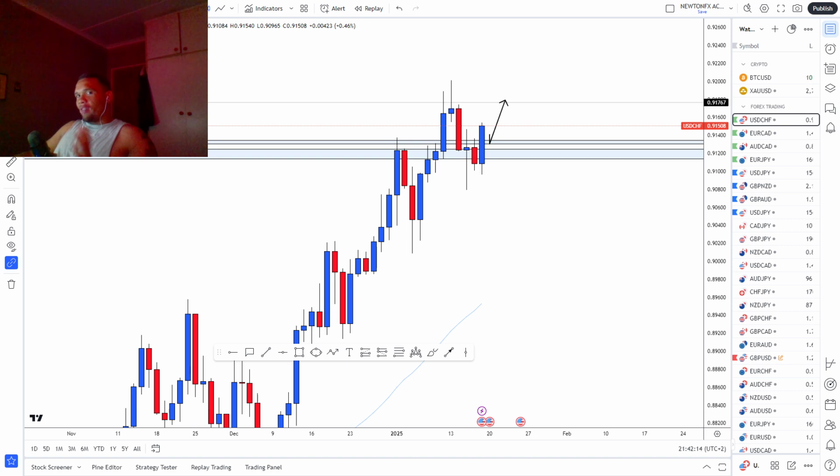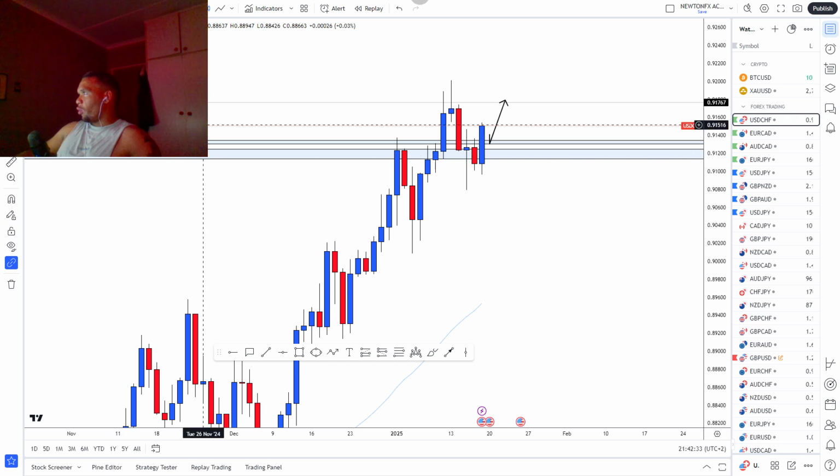I'm gonna break down my four pairs for this upcoming week, and yes, I'm using the set and forget strategy. So the first pair that we're gonna take a look at is USD Swiss franc, second Euro CAD, third Aussie CAD, and then Euro JPY.